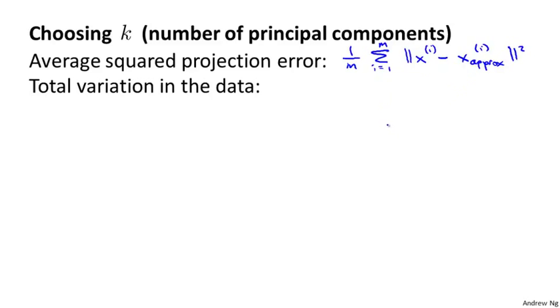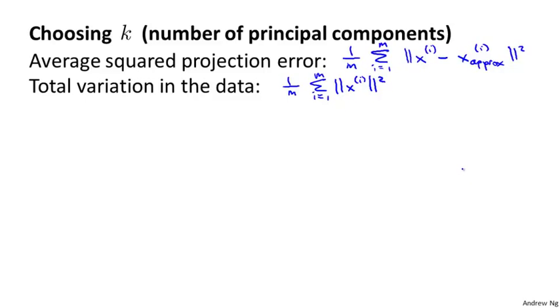Also, let me define the total variation in the data to be the average length squared of these examples x i. So the total variation in the data is the average over my training set of the length of each of my training examples. And this says, on average, how far are my training examples from just being all zero. So how far on average are my training examples from the origin.